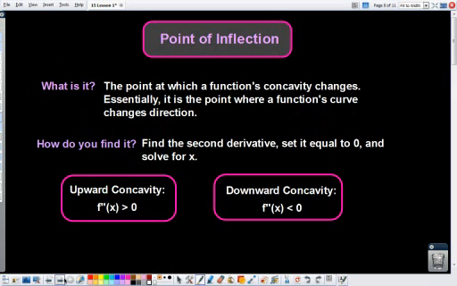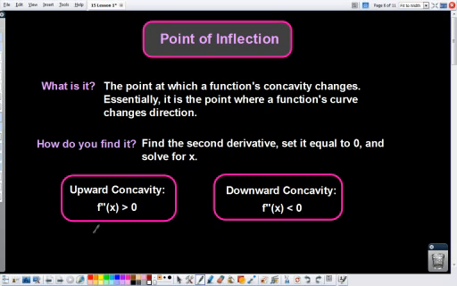Okay, alright. So let's talk about what a point of inflection is, and then we'll go ahead and find that using the second derivative. So basically, it's the point at which a function's concavity changes. So basically, its curve is changing direction. So how do we find a point of inflection? Well, we're going to take the second derivative, set it equal to 0, and solve for x.